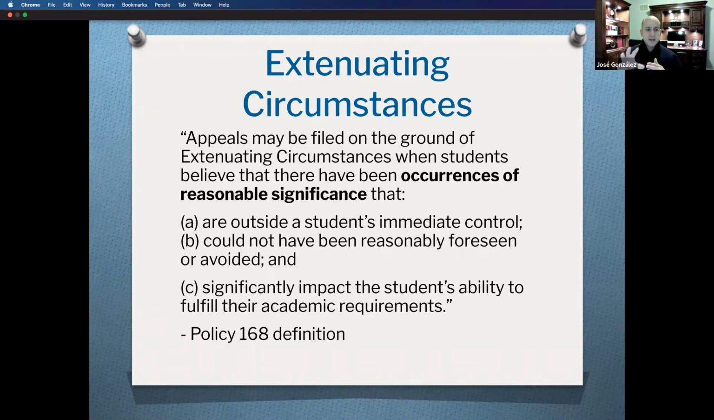And these extenuating circumstances are a ground for both. Remember, if you're filing your grade appeal or a standing appeal, this is, in my opinion, one of the most common grounds for appeal, extenuating circumstances. We'll talk about the other ones, but just keep in mind this one.